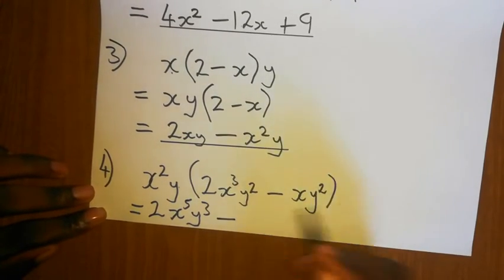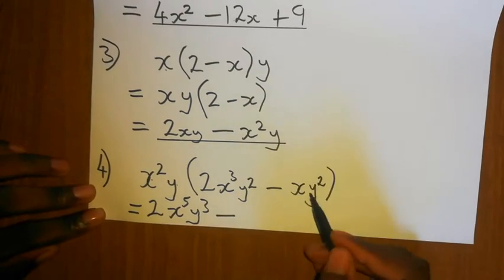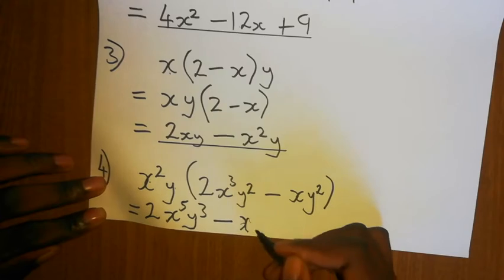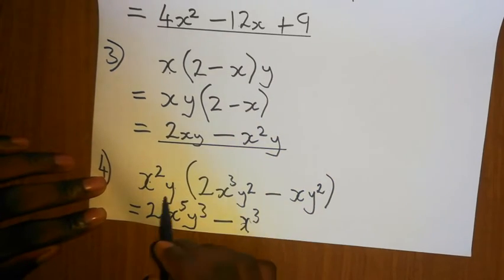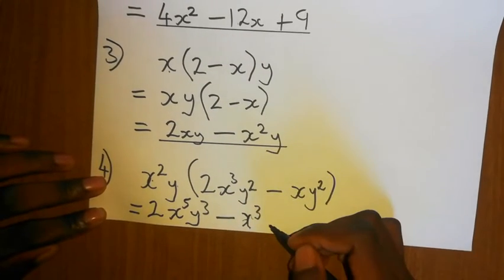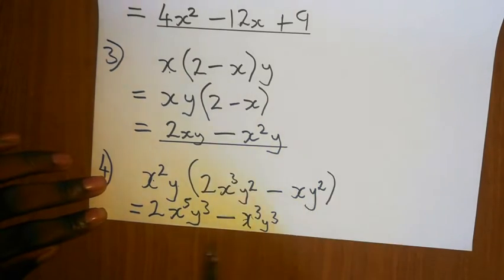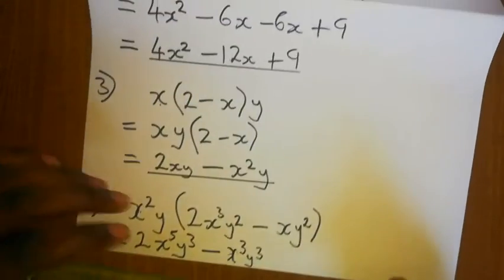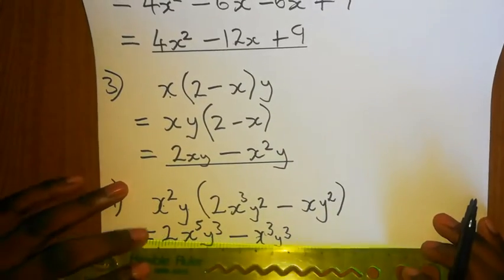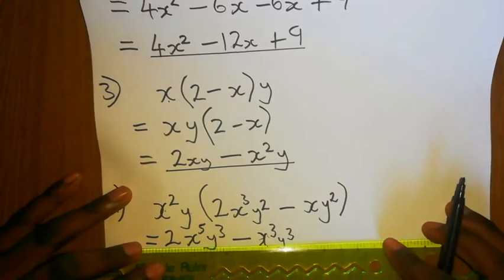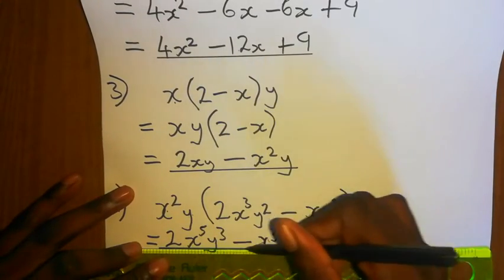Then minus x squared times x, I'm going to have my x cubed there. Then y times y squared, I'm going to have my y cubed there. So this is my answer. There's nothing that I can do further with this one. I'm going to underline my answer there. It's done.